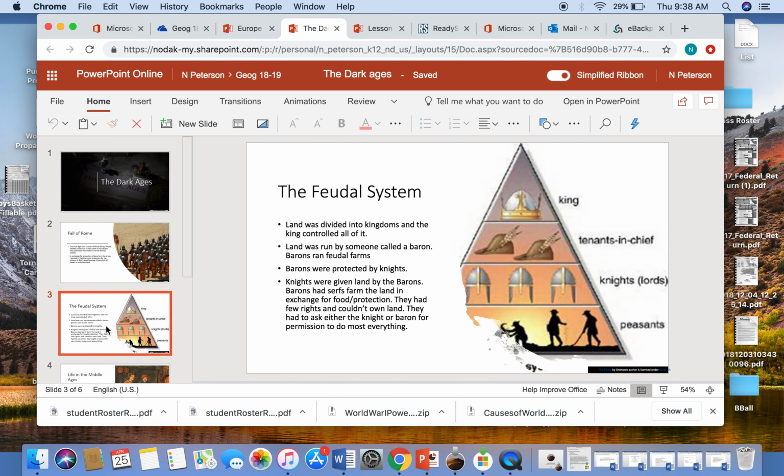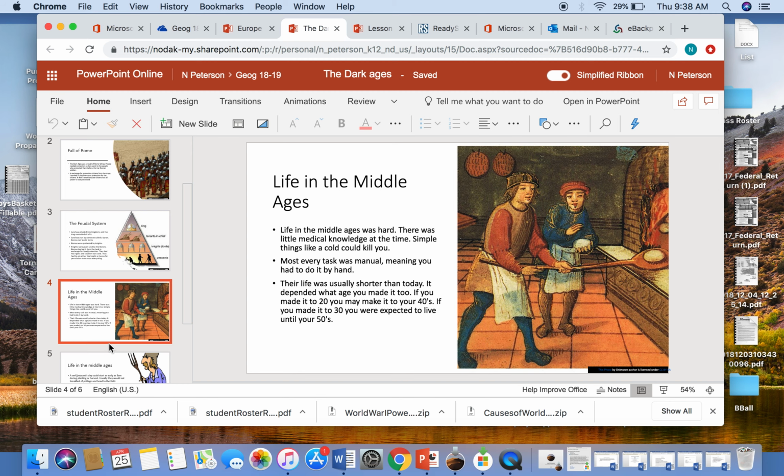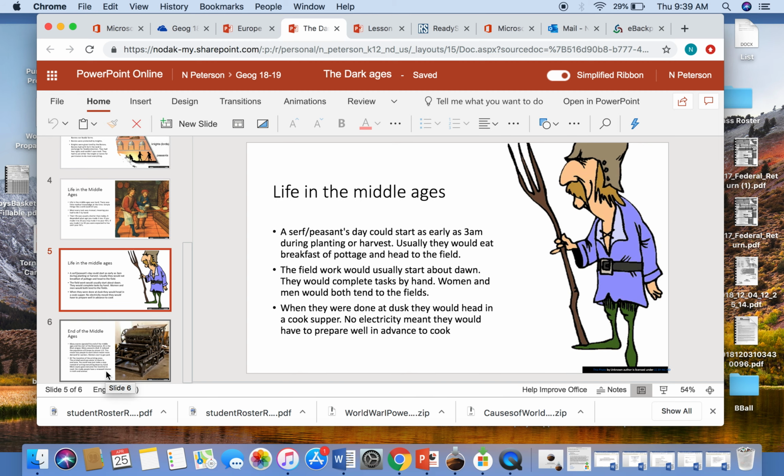And then the feudal system, if you remember, you don't have to know the whole chart, but the king is at the top, and then the peasants are on the bottom. You don't necessarily have to know all the steps to being a peasant. We talked about what was in the background on this picture. And then life in the Middle Ages was very rough, little medical knowledge was tough. All the tasks you did were manual and life was usually shorter. Life in the Middle Ages, just know that most people during the Middle Ages were serfs.